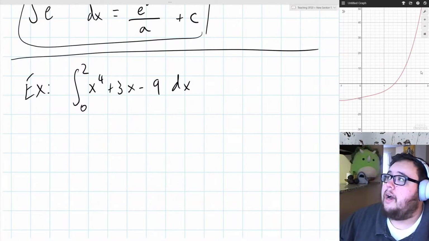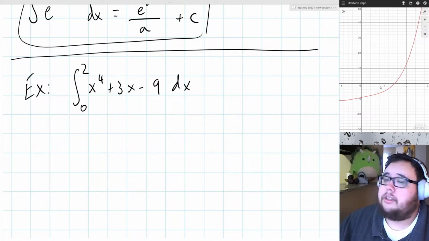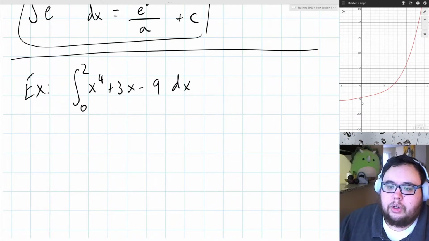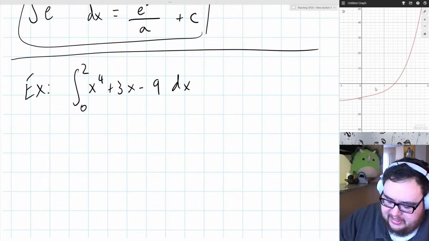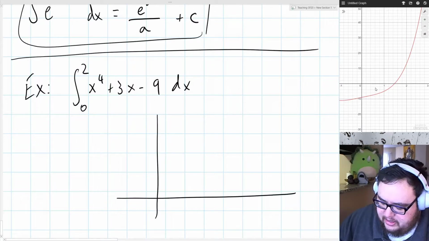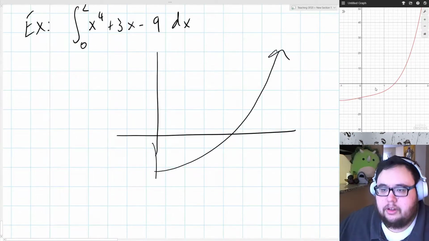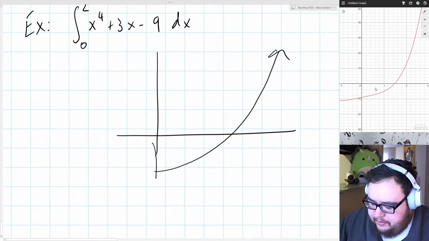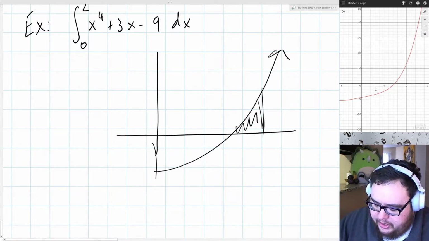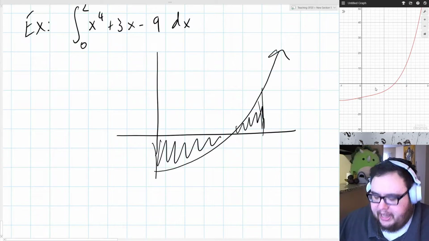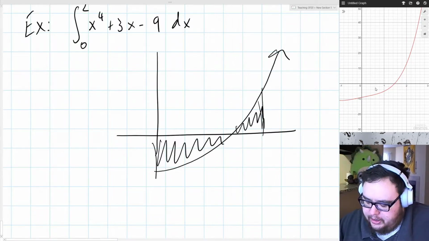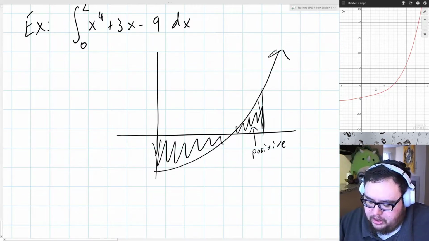So here's the graph of our function over here on the right, right? And we're looking for the area of, so it looks like something like this. And we're looking for this area here minus this area here, right? This area will be positive, and this area will be negative.